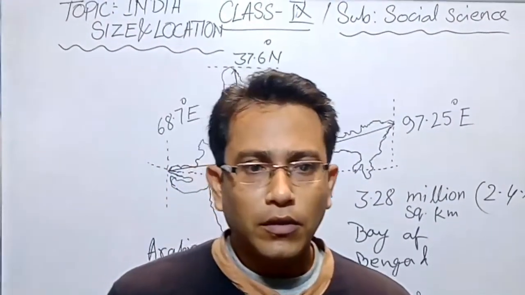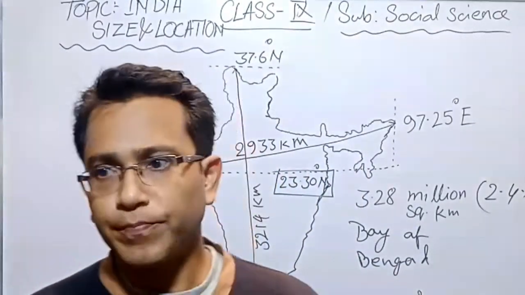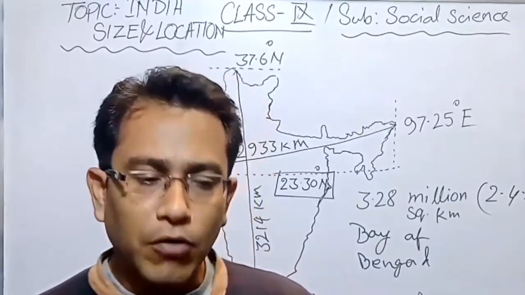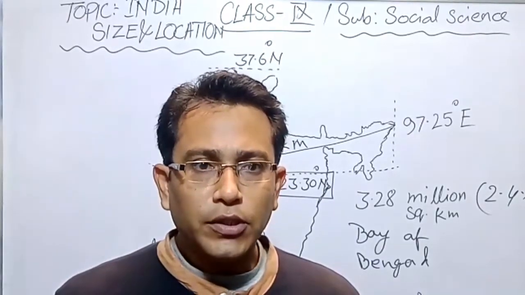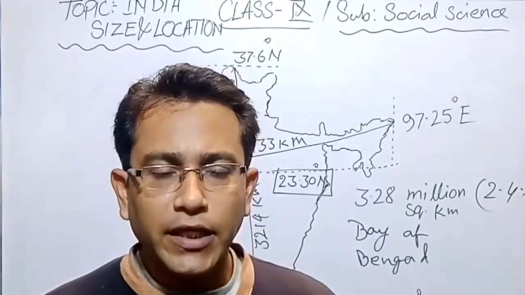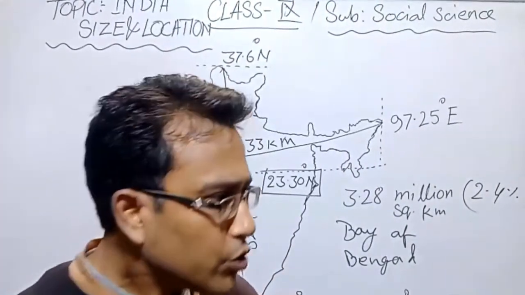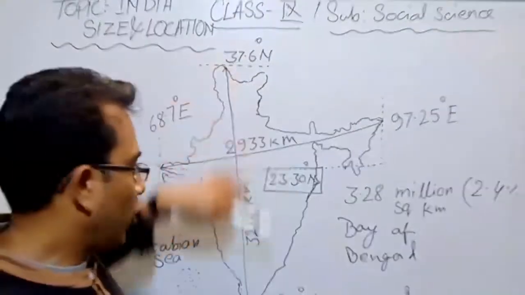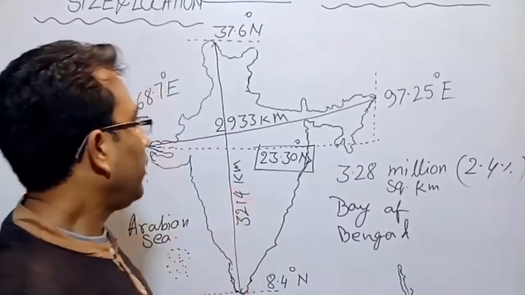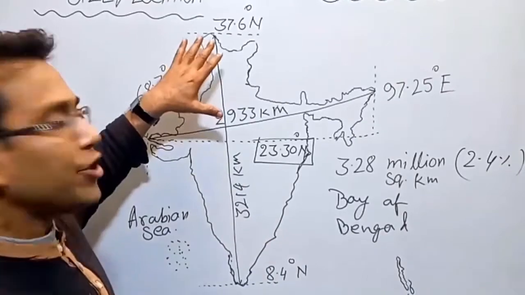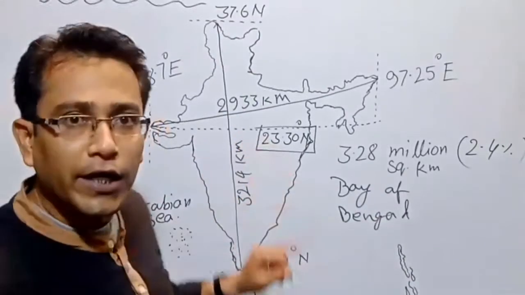We are going step by step. First, India is our nation, and out of the continent Asia, India is one of the countries. So here I had drawn a rough sketch of the map of India, where I shall give you an idea of the size and location of our country.